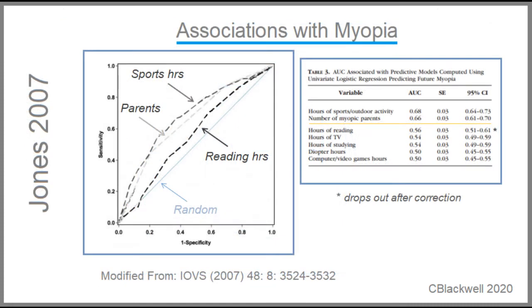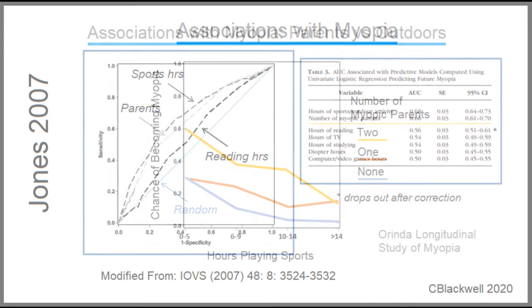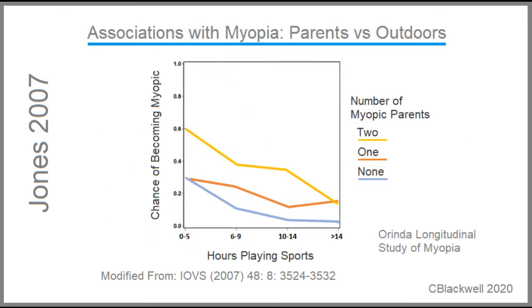Looking at similar factors, Jones found both parental myopia and hours spent in sports were significantly associated with myopia development. Reading hours showed possible association, but dropped out statistically when corrected for the first two. Also, Jones found a lack of association with TV and computer time. Jones presented this result showing the effect of number of myopic parents and amount of outdoor time.